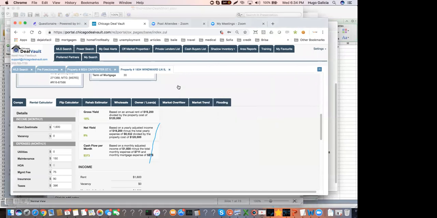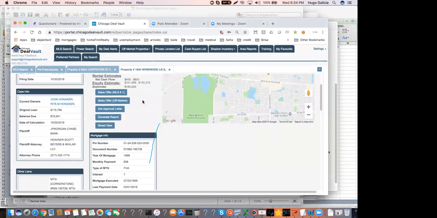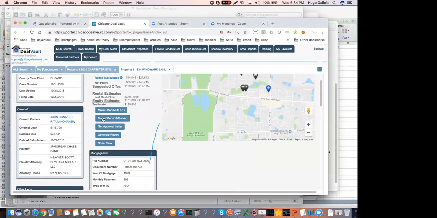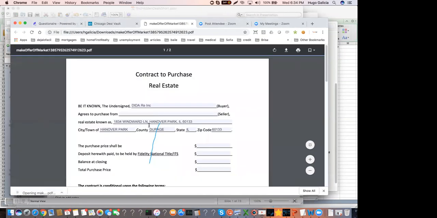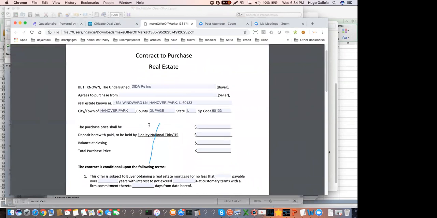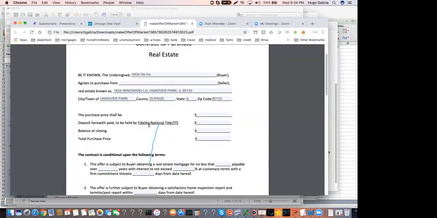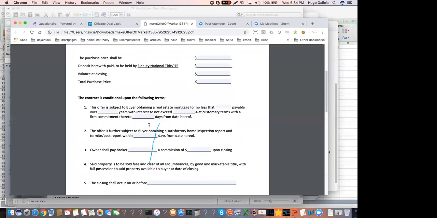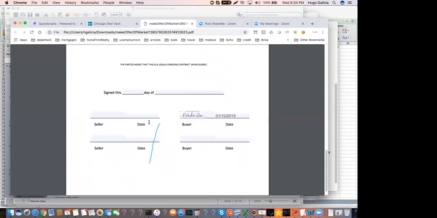Now, the next step is obviously to get the property under contract. So we give you the contract right here. When you click on make offer, this is the off market. This is how you get the property under contract. We give you a 2-page contract that is non-invasive, non-intrusive. And we're going to have a webinar just on making offers, where we're going to go over every single line of this contract. But I just want to show you that this is the contract that you're going to present to the owner to get it under contract.